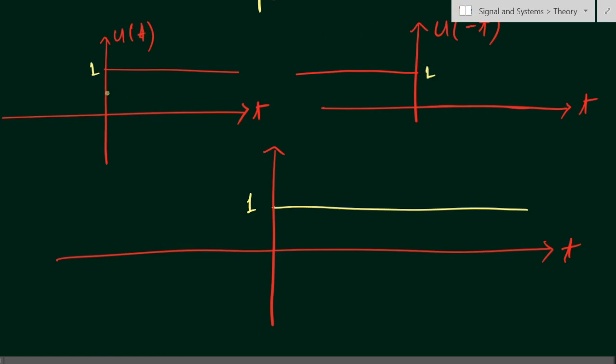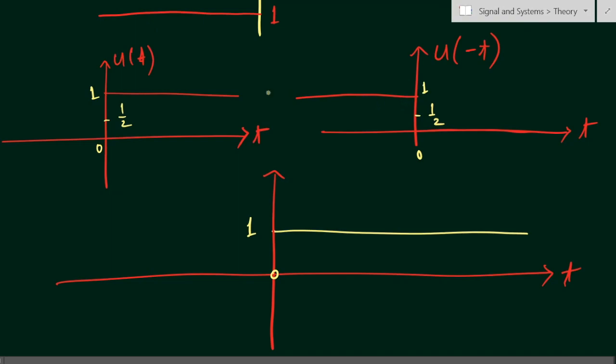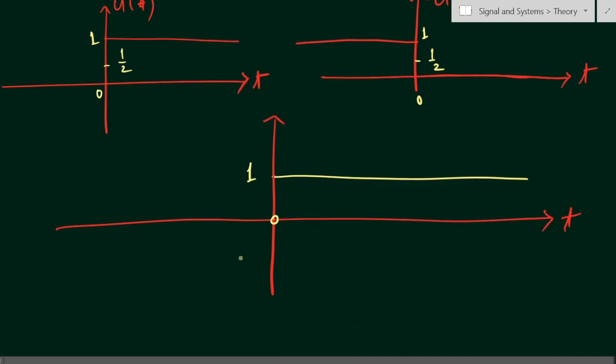So from Gibbs phenomenon, what we'll have? This is half, and here also we'll have half at this t equal to 0. So half minus half, what will have? 0 value. And when t less than 0, this u of t has a 0 value, and this u of minus t has a 1 value. So 0 minus 1, so what will have? We'll have minus 1 value. So here we'll have this minus 1 value. So this is nothing but u of t minus u of minus t.